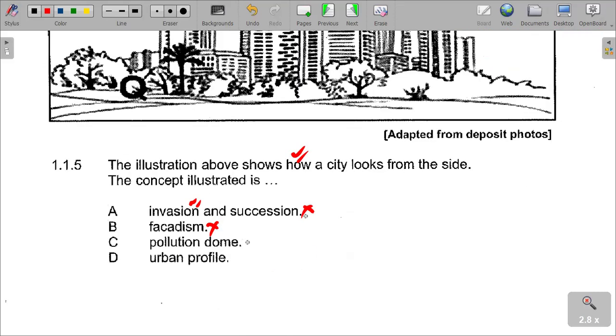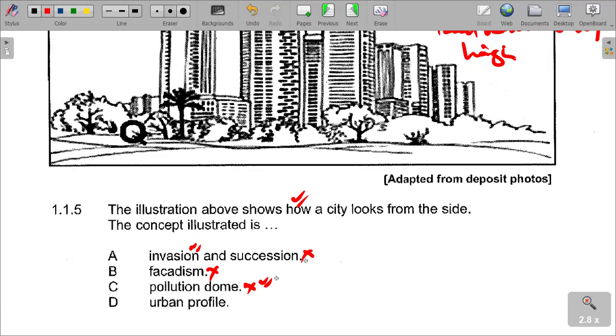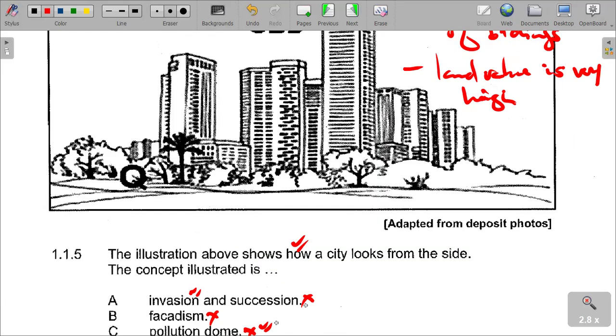And then pollution domes, we talk about pollution domes. When we look at this, there cannot be any pollution dome. There is nothing to do with pollution domes in this case. We talk about the accumulation of greenhouse gases, carbon gases in the atmosphere, which are something else.